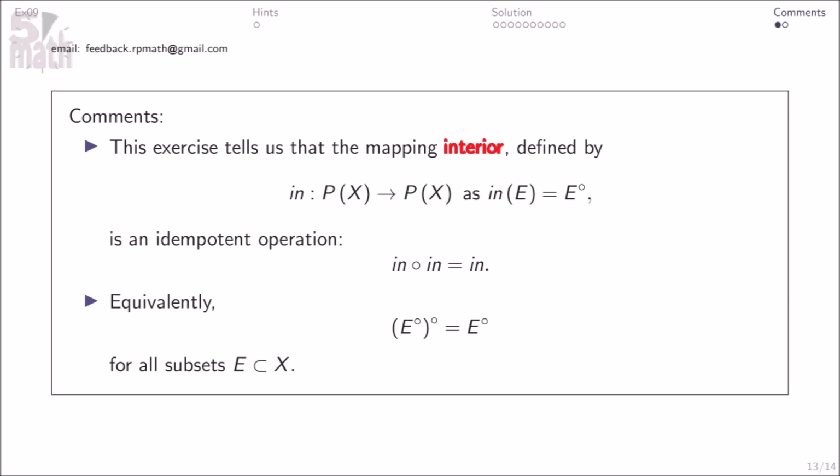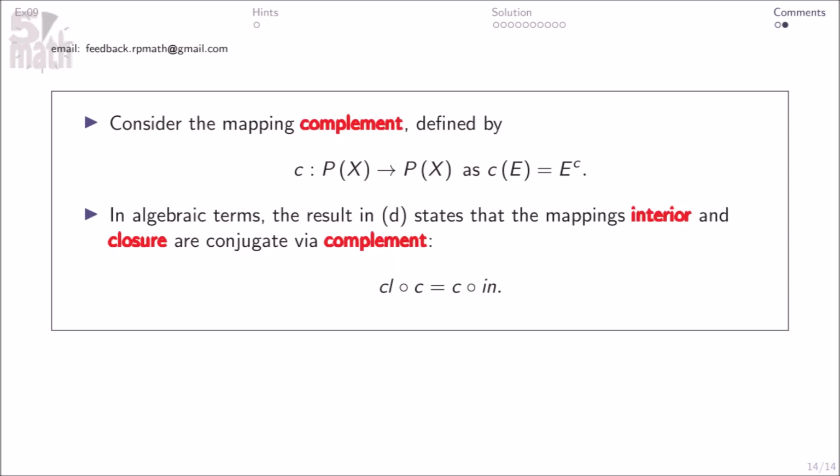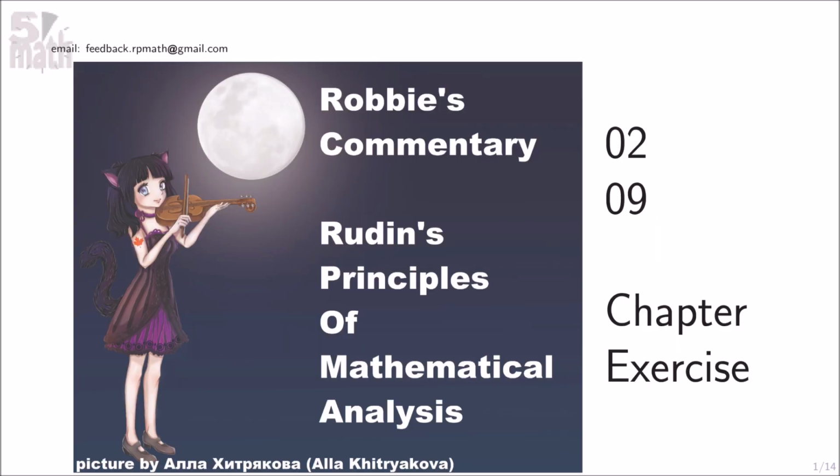Comments. This exercise tells us that the mapping interior defined by this is an idempotent operation here. Equivalently, E suck suck equals E suck for all subsets E subset X. Consider the mapping complement defined by this. In algebraic terms, the result in D states that the mapping's interior and closure are conjugate via complement here.